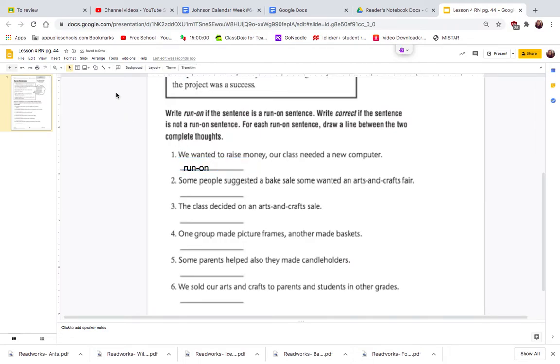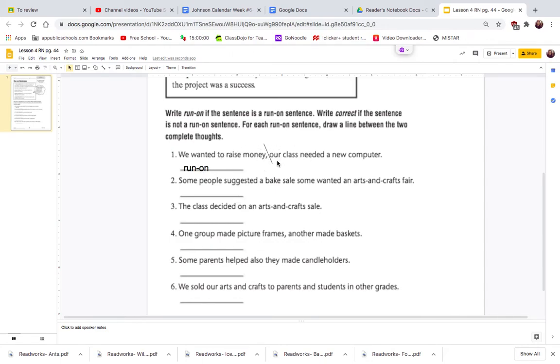It is a run-on sentence because I'm going to take my line and put it through right here, and that's exactly what you're going to do. You're going to grab this line tool, you just click it. If I click the line, I can click and drag down to make a line to separate these two sentences. We wanted to raise money, period. Our class needed a new computer. That's why it's a run-on sentence. It's two sentences put together.